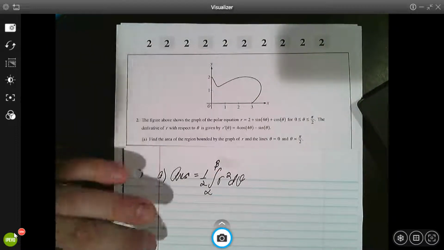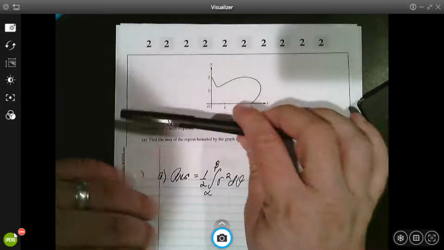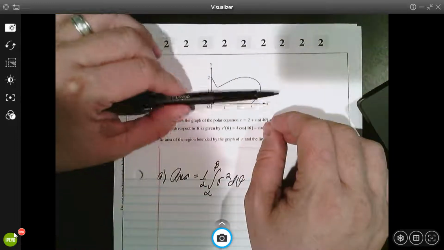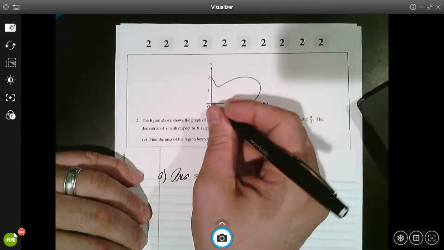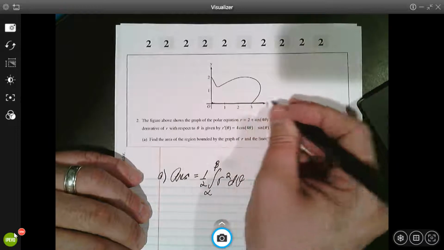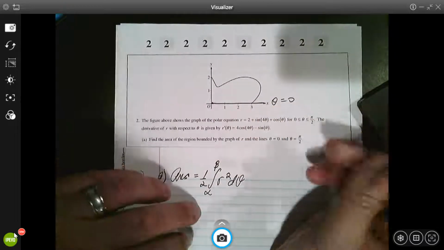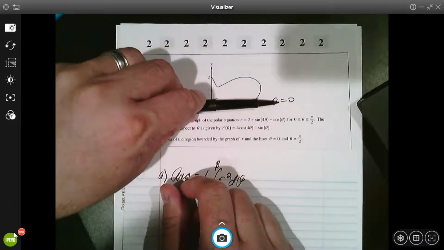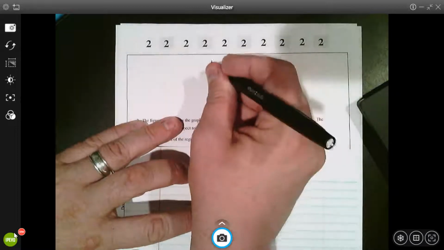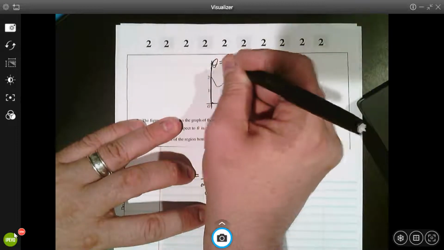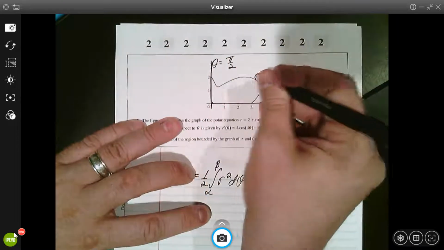Now let's take a look at this. They're saying from the line theta equals 0. Now in polar, the angle is going to be 0. So we're talking about this being the line theta equals 0, all the way until we get to an angle of pi over 2. That's going to be this guy up here. Theta equals pi over 2.